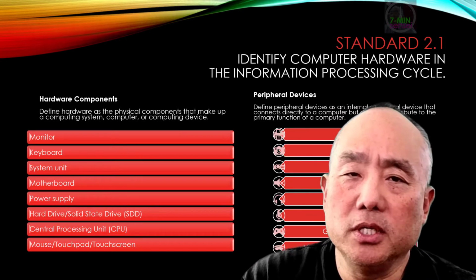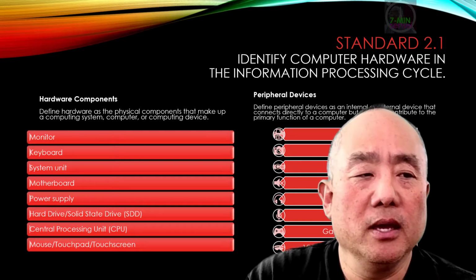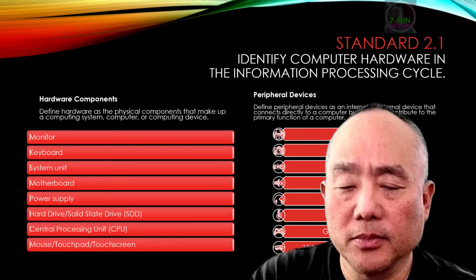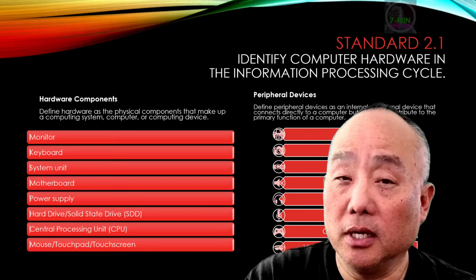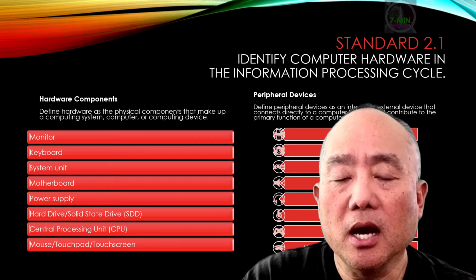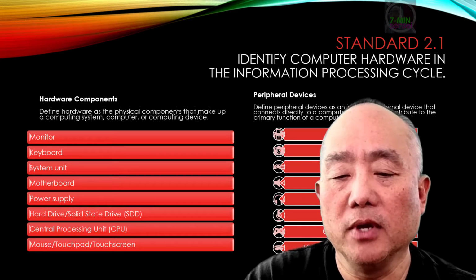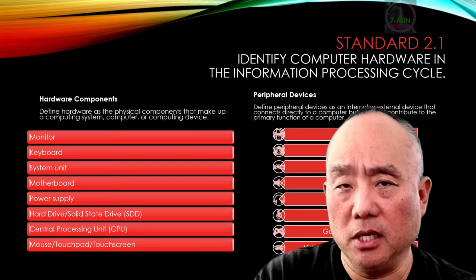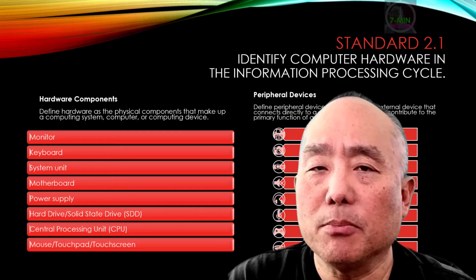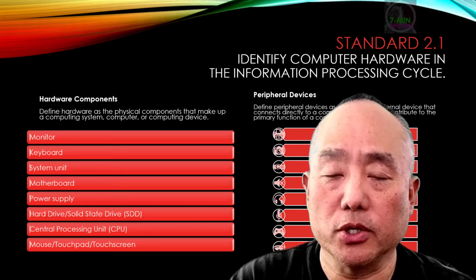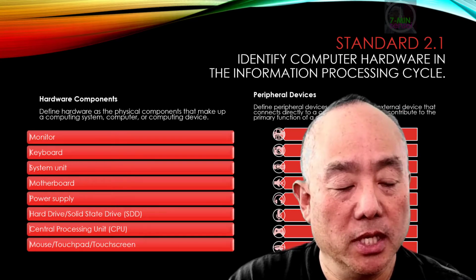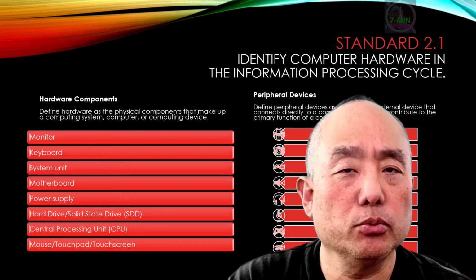In Strand 2.1, we will identify different computer hardware and peripheral devices. For example, a monitor, a keyboard, system unit, motherboard, or power supply, hard drives, a solid-state drive, central processing unit or CPU, and a mouse, touchpad, and a touchscreen. Some examples of peripheral devices include a printer, a camera, projector, speakers, headphones, microphones, game controllers, and virtual reality headsets.